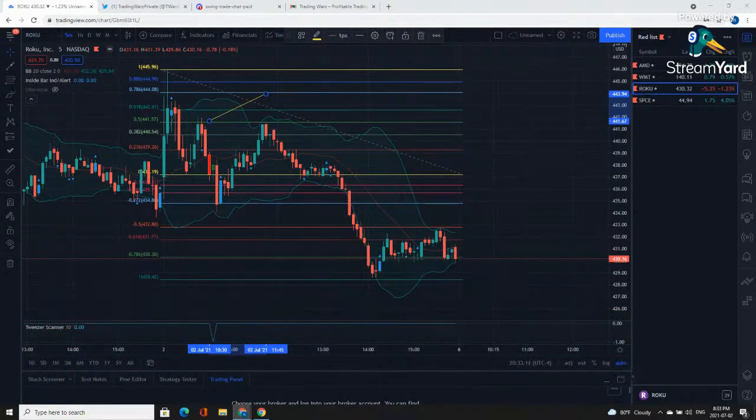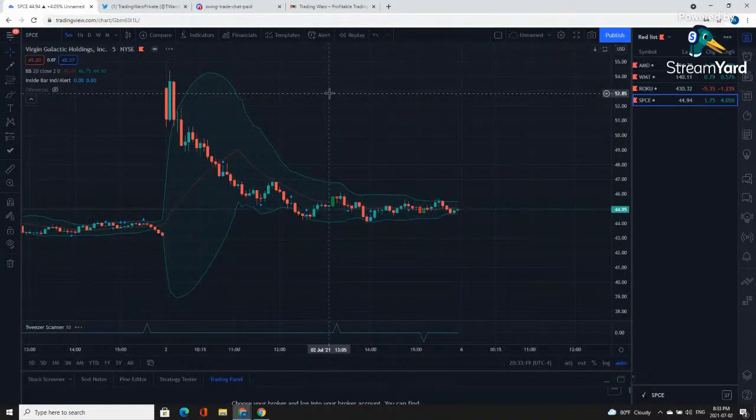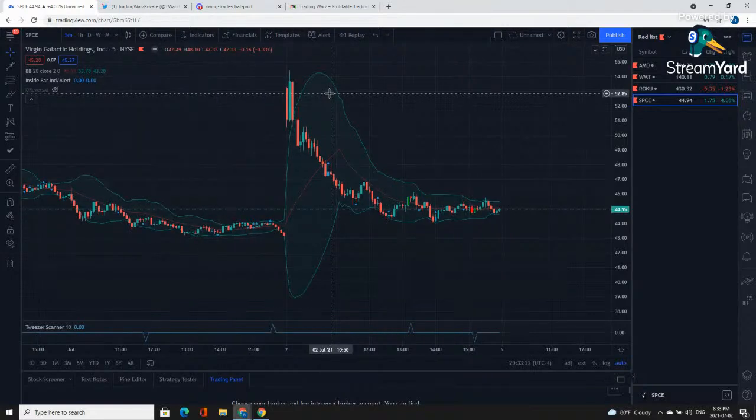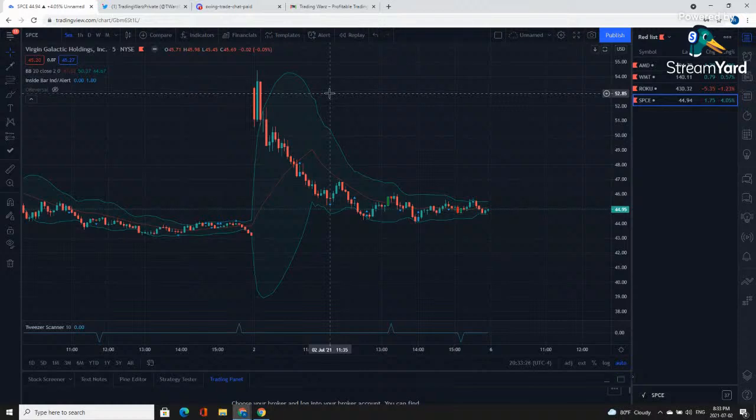So let's keep going here. The next one was Spice. Spice was probably the worst one on the day. It was very difficult to trade. Nothing worked. The fibs didn't really work. The inside bars didn't really work. And I'm just going to be honest with you guys, sometimes it's not going to work.